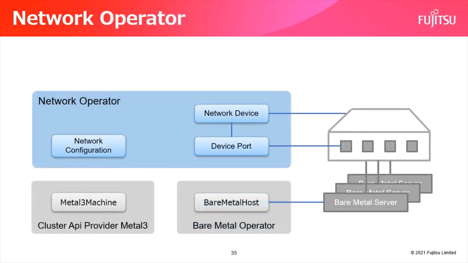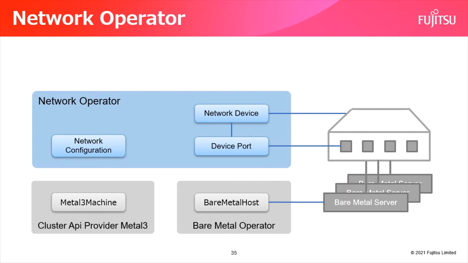To implement such an operator, we abstract three kinds of new CRDs: network device, device port, and network configuration. Each network device represents a physical device, and a device port is one port on a specific device, so every device port belongs to a network device. The network device and its related device ports should be created by the administrator of the actual device. Then a network configuration is a configuration applied to some device port, and it will be created by the user.